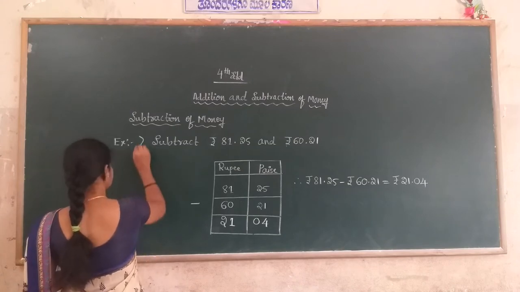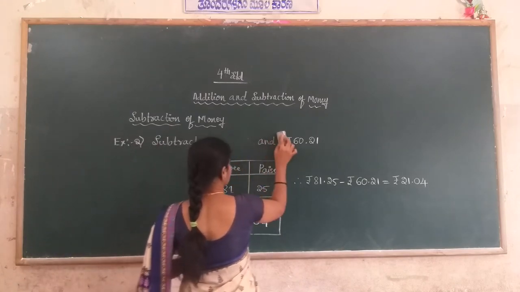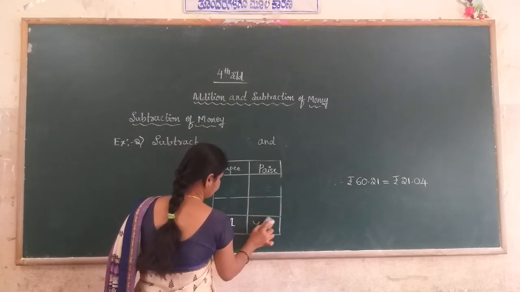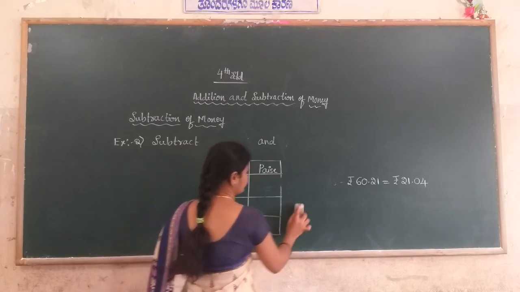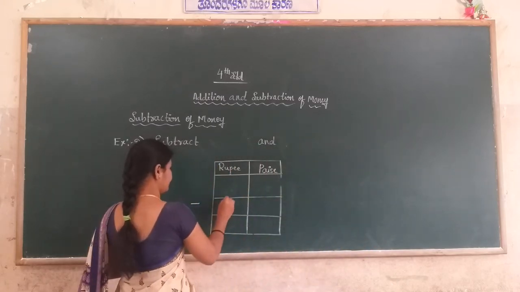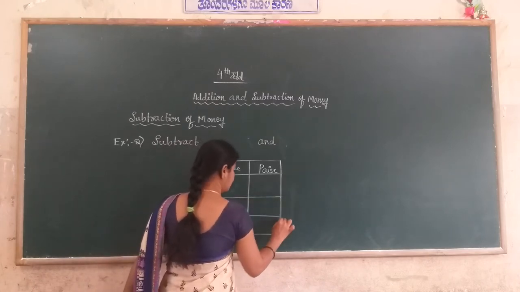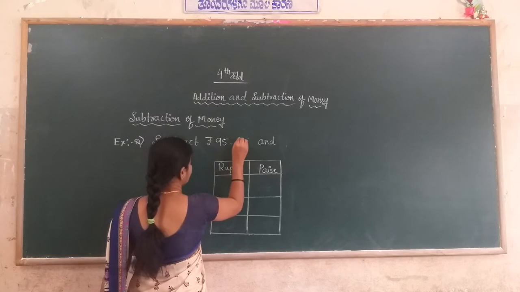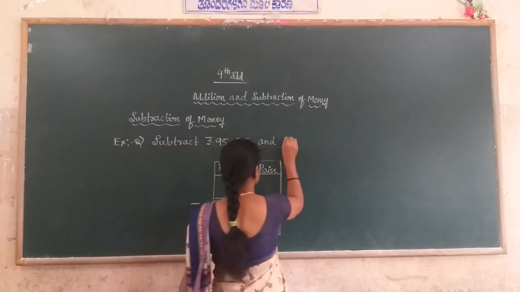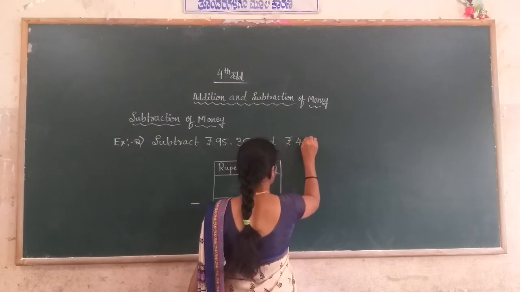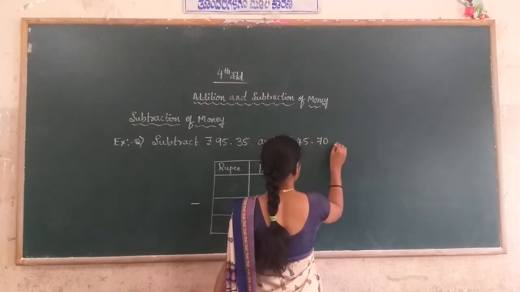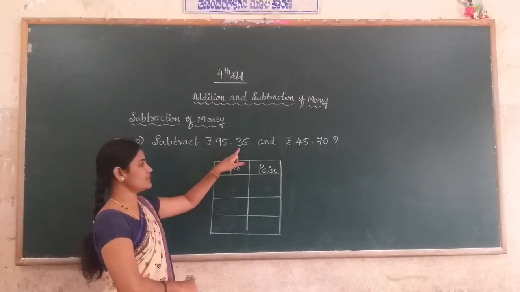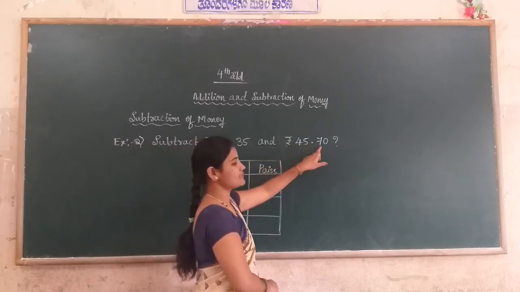Example 2. Students, again write the two columns. Example 2, subtract 95 rupee 35 paise and 45 rupee 70 paise. Okay, dear students, example 2, subtract 95 rupees 35 paise and 45 rupee 70 paise.